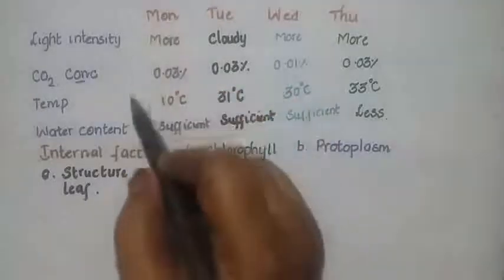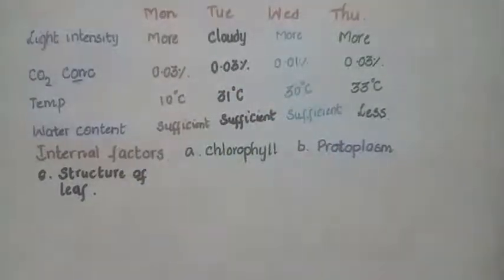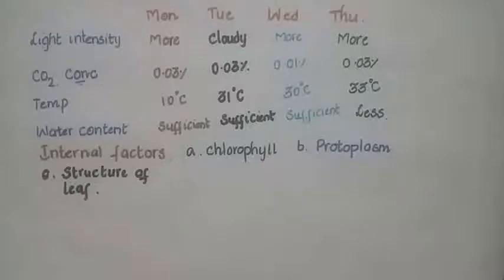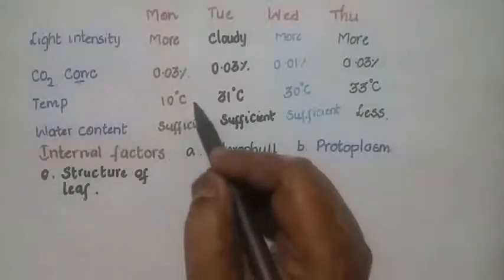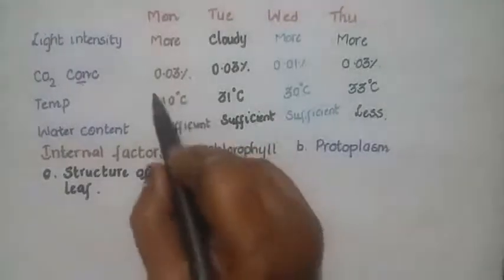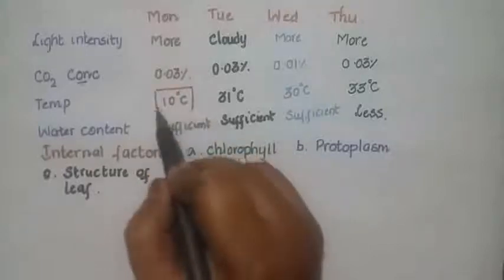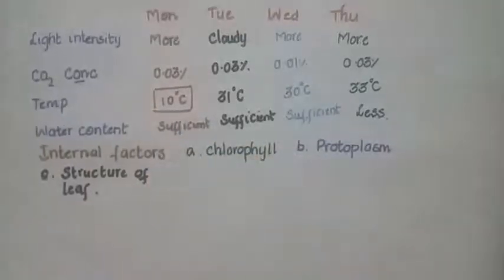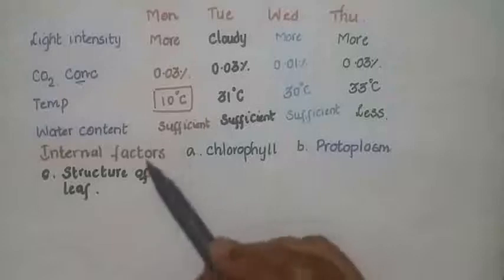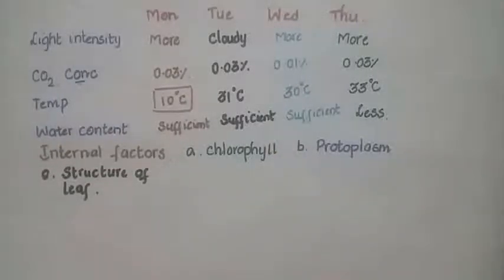But can you just guess what happens? Can you just look at the factor which actually affects the rate of photosynthesis? You can observe that there is one factor which is very less, that is the temperature, which is just 10 degrees Celsius, which will reduce the rate of photosynthesis on Monday. So if there is an increase in the temperature, of course, even the rate of photosynthesis increases on Monday.